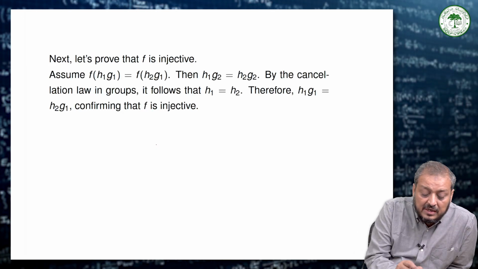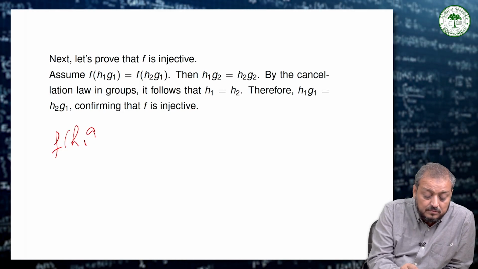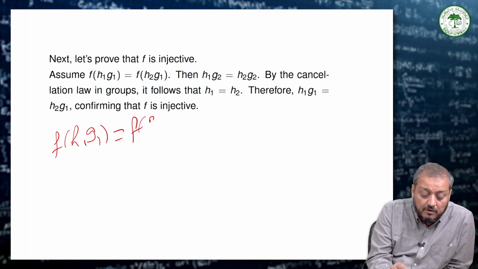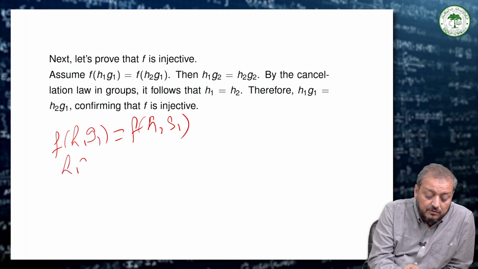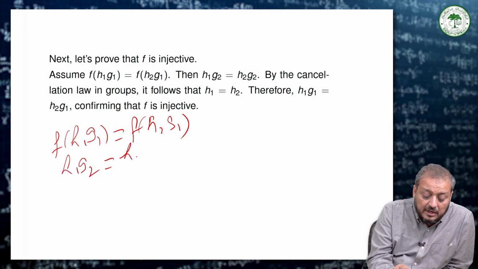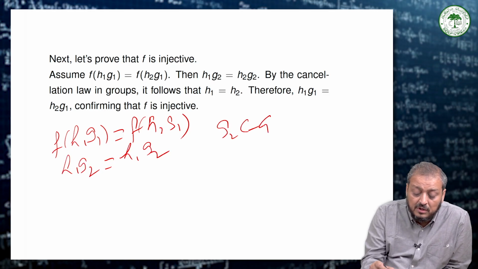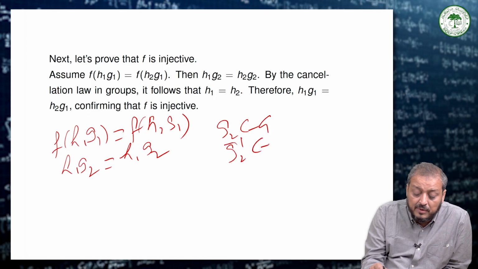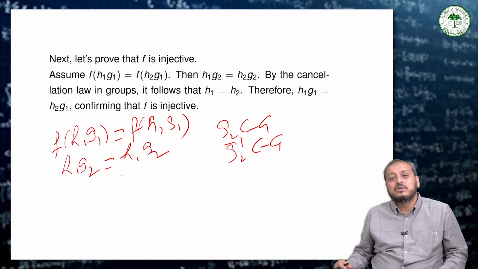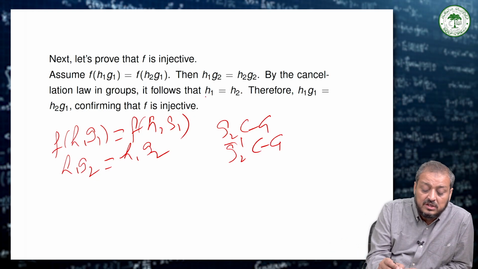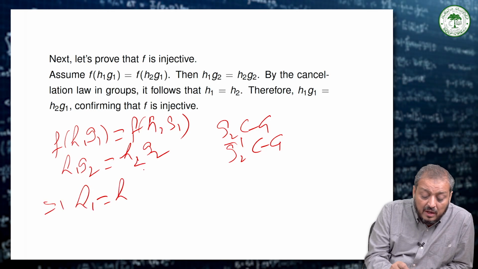So we take f of h1 g1 equal to f of h2 g1, and now by the definition this is equal to h1 g2 equal to h2 g2. Now we just say that g2 is an element of G and g2 inverse is also an element of G. Because this is a group and a group holds the cancellation property, we can use the cancellation property. This implies that h1 is equal to h2.